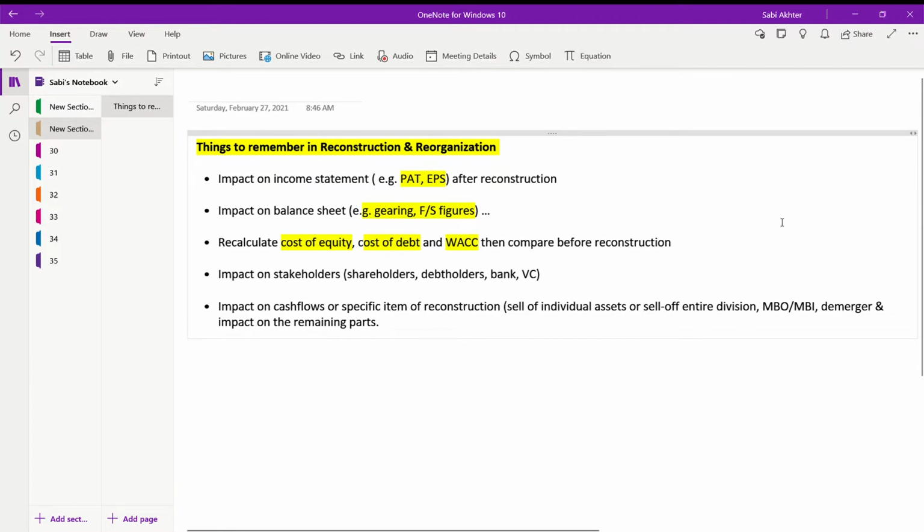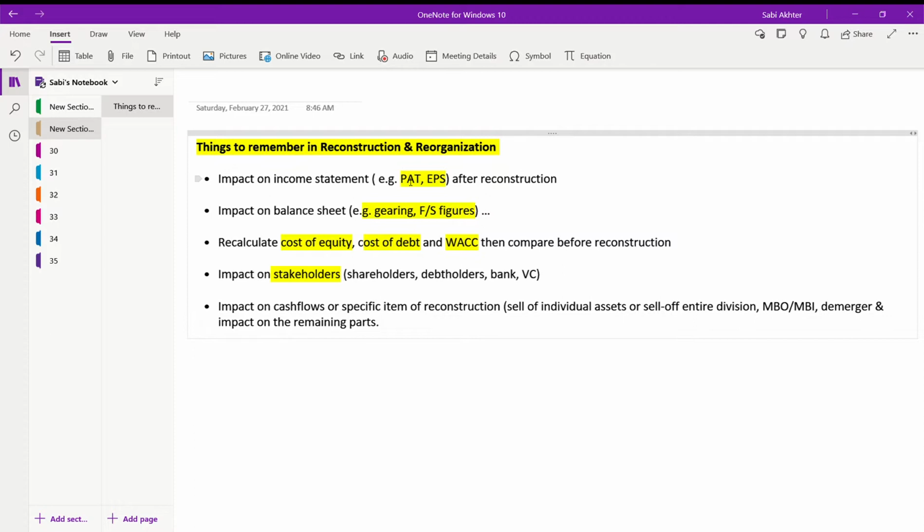Coming to the fourth point, impact on stakeholders. They will tell you this in your report; you have to write it. If not in your calculations, of course, some calculations or ratios you have to do. Otherwise, you cannot show the impact. For example, through your EPS, if you have calculated the EPS after reconstruction, you can show the impact on your shareholders.